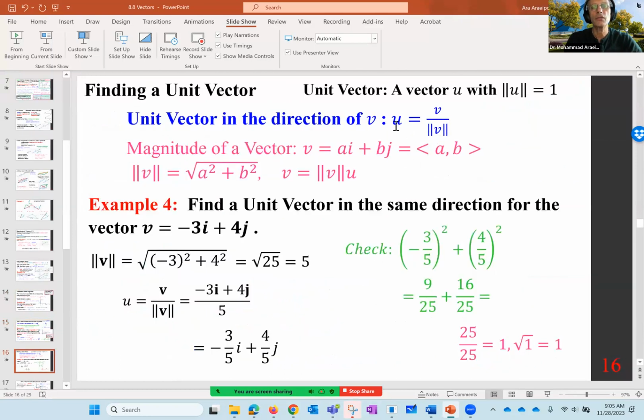To find the unit vector in the direction of a specific vector v, all you have to do is divide that vector by its size. And the result will be a vector in the same direction with the modulus or magnitude of 1.